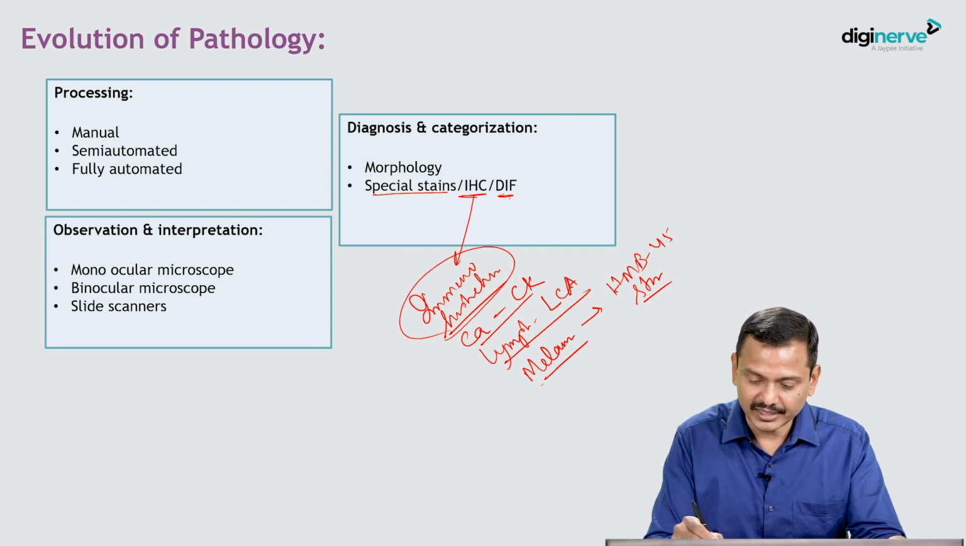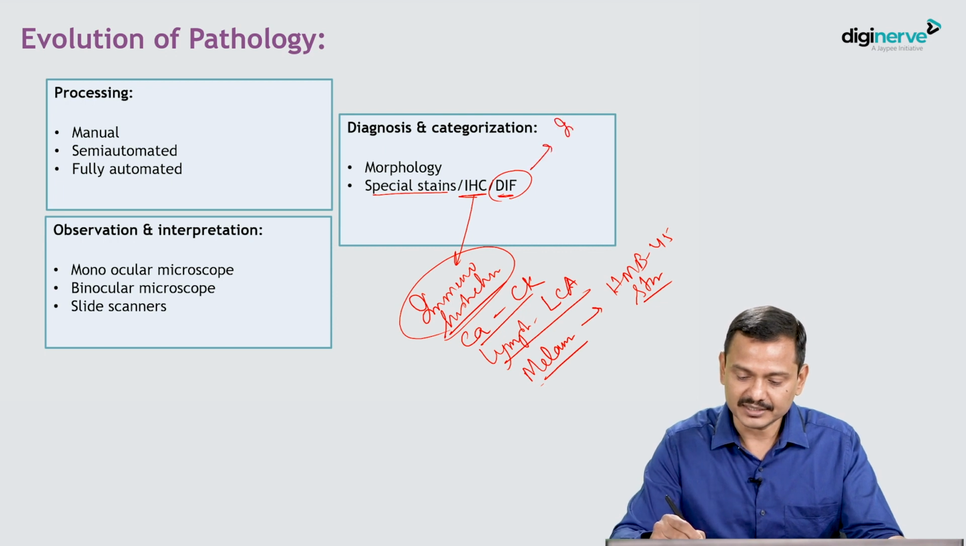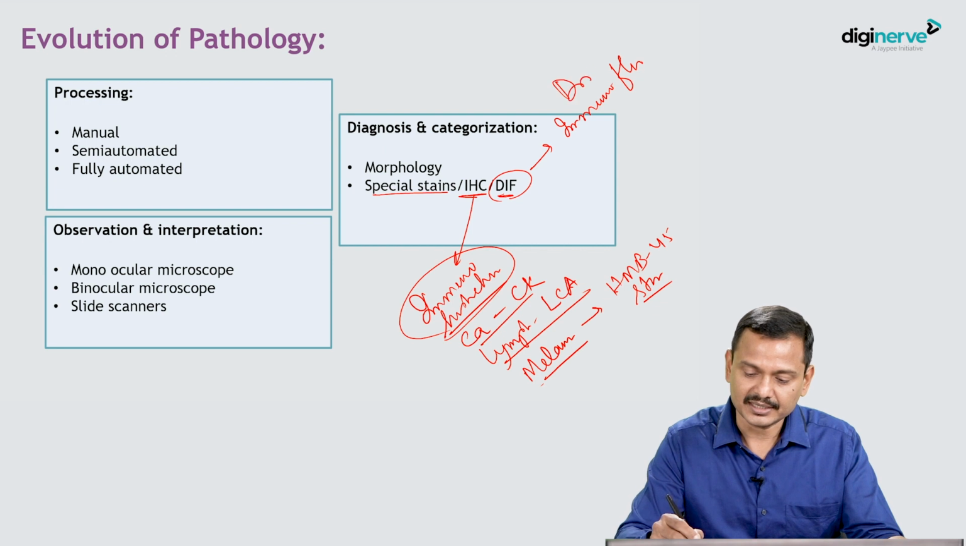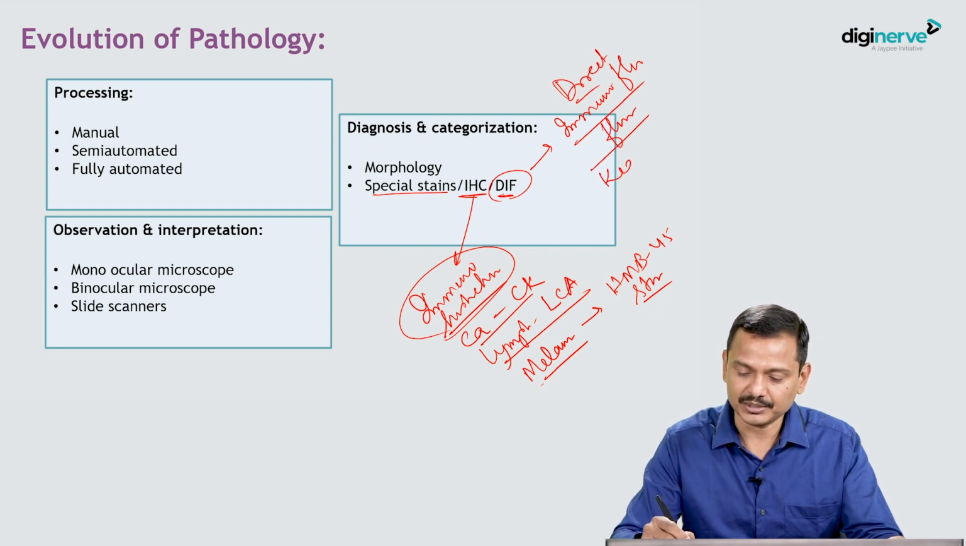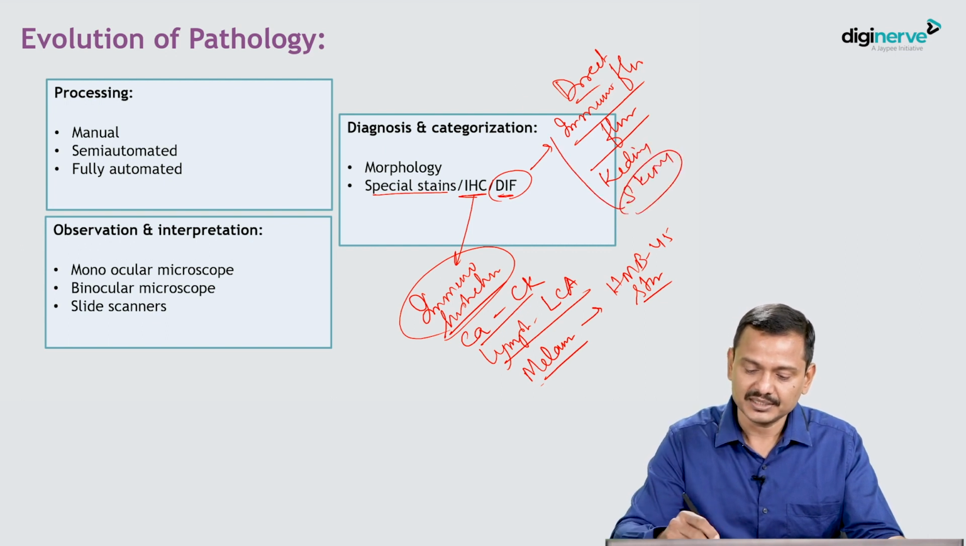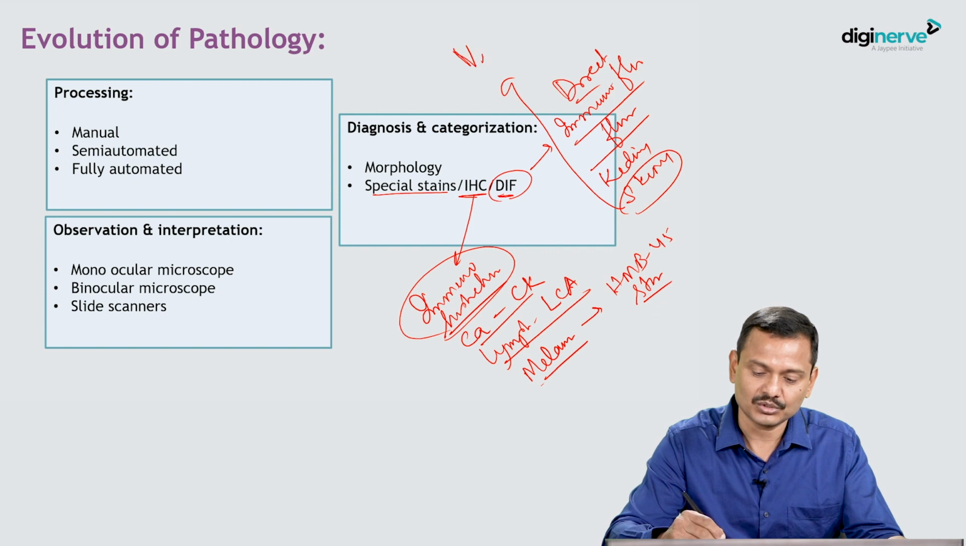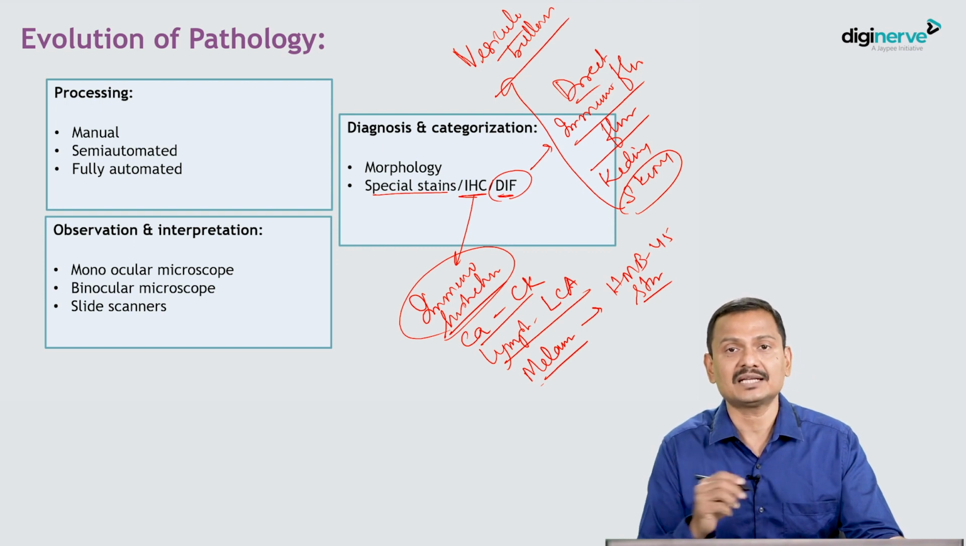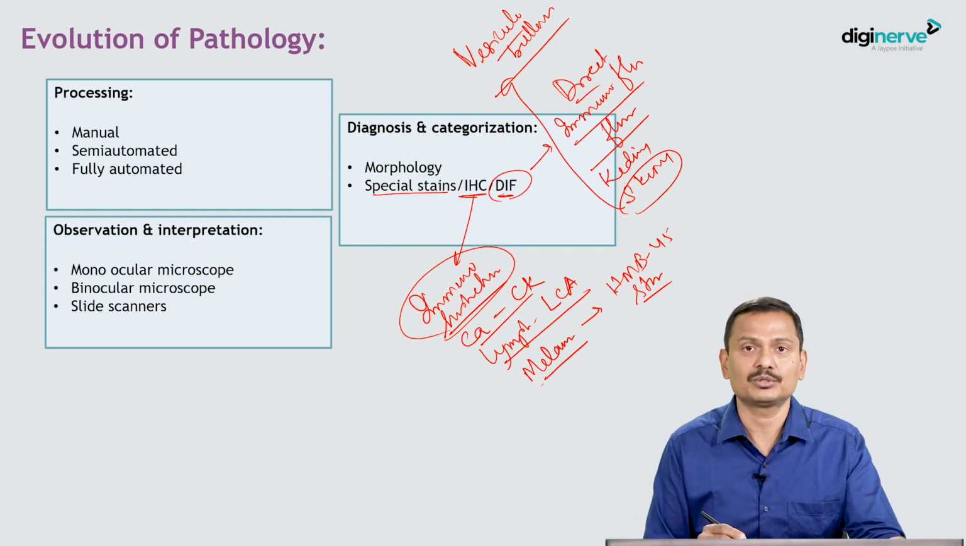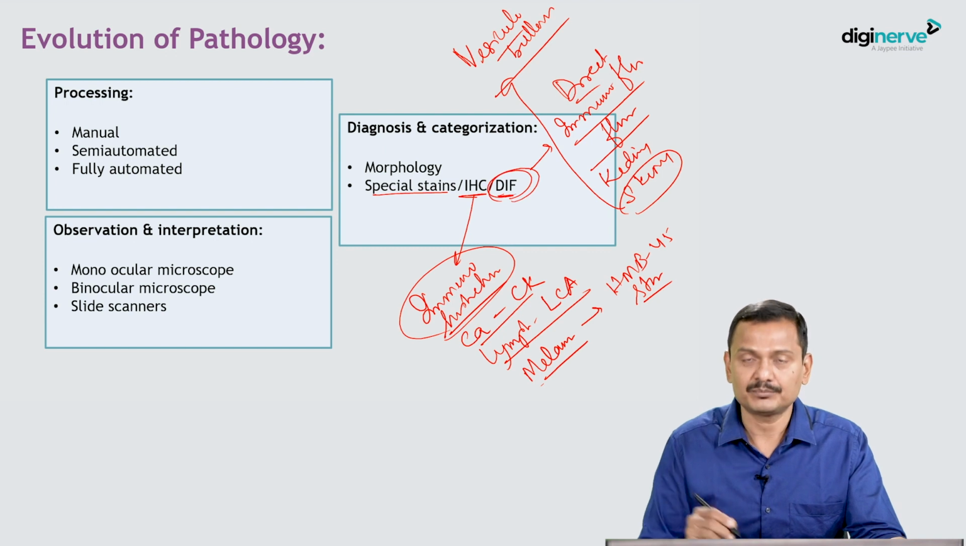And when we talk about DIF, that is direct immunofluorescence, and its use is in kidney biopsy as well as in skin biopsy. For example, if somebody has a vesiculobullous disorder, then to know the exact etiology of this vesiculobullous disorder, we need the help of DIF for confirmation.